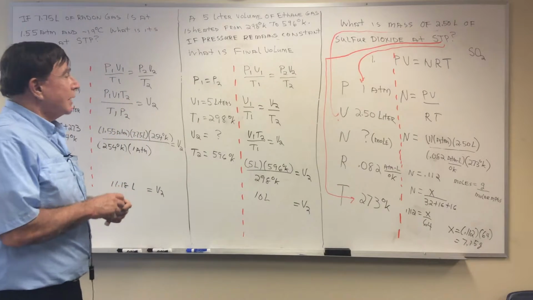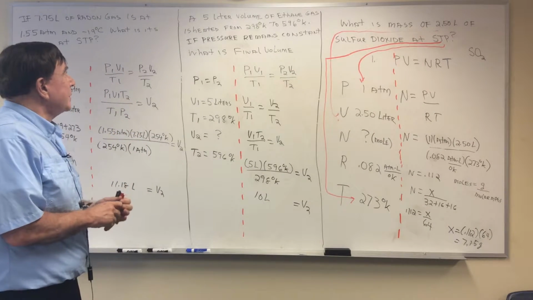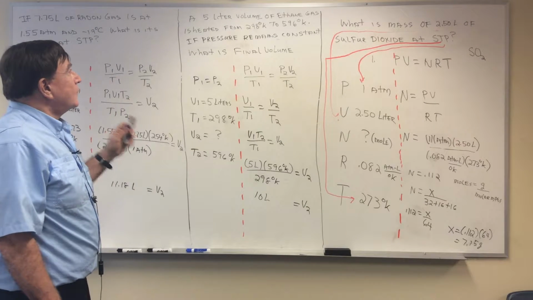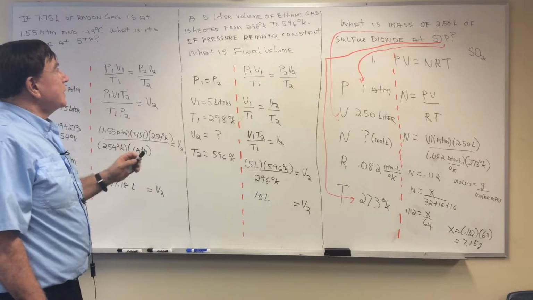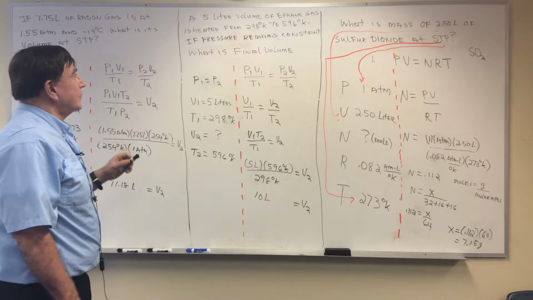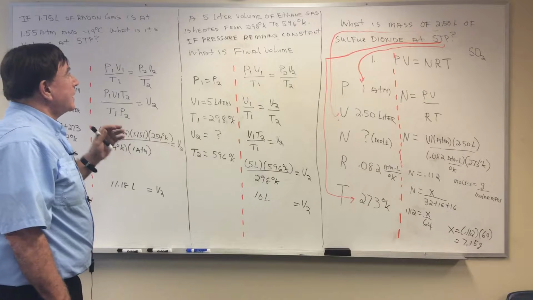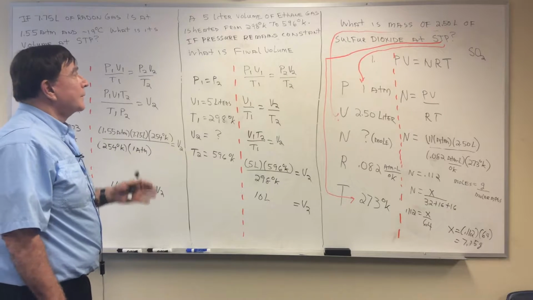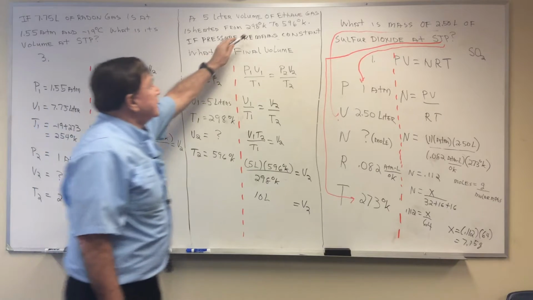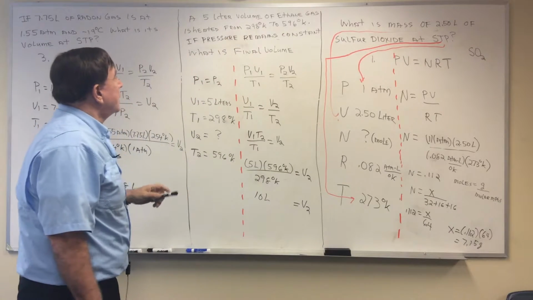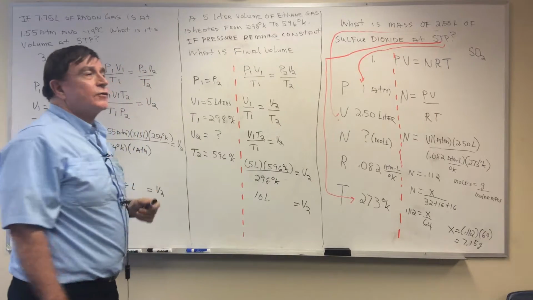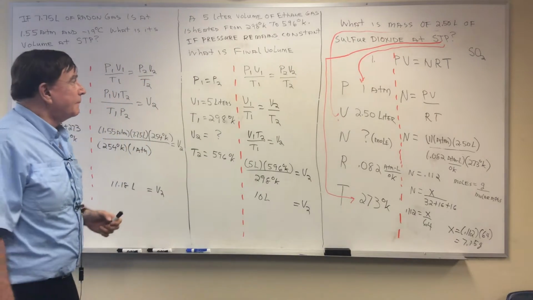Now let's go to the second problem. Second problem, let me read it to you, is a 5-liter volume of ethane gas is heated from 290 degrees Kelvin to 596 degrees Kelvin. If pressure remains constant, what is its final volume? Well, we automatically know we got 2 temperatures. We really have 2 volumes. That tells us we need to do the combined gas law.